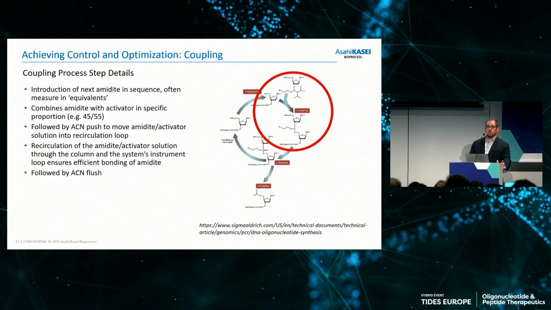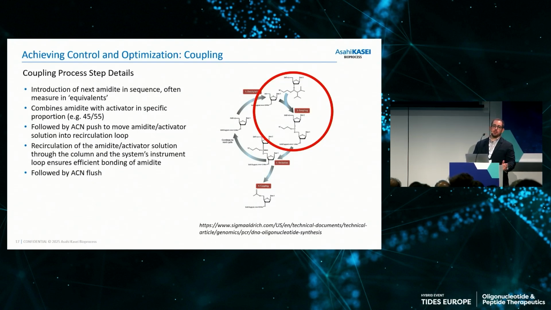Now coupling. Coupling is where we're adding the next base in the sequence. So we introduce our amidite solution in a number of equivalents, and we also introduce it in conjunction with an activator solution. Now, the activator and amidite will be delivered at a certain proportion that was determined during process development, and this is designed to maximize the efficiency of the coupling. Now, it's important because of this that the activator and the amidite are both reaching the column at the same time, so that none of the amidite is wasted and all the activator is put to its best use.